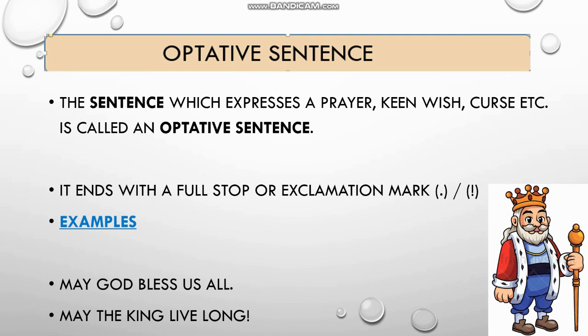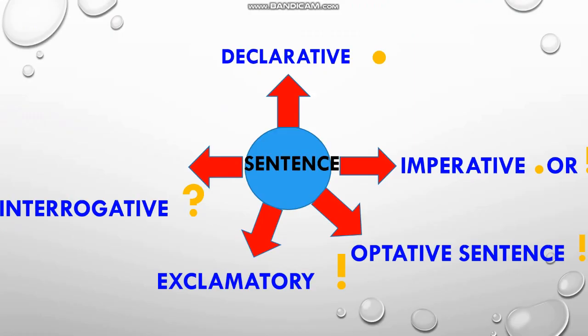There is a difference between an optative sentence and an exclamatory sentence. As I already said, they both can end with an exclamation mark, but there is a difference. An optative sentence is used to show a prayer, a keen wish, or a curse, and it almost always begins with may. Whereas an exclamatory sentence is used to express strong feelings, and it always ends with an exclamation mark.